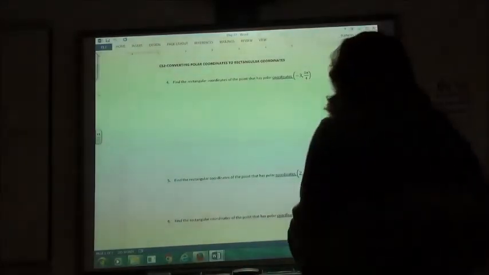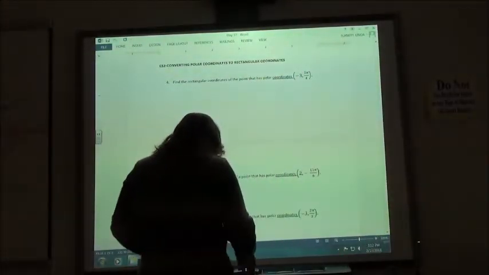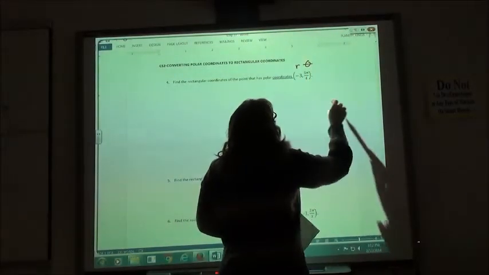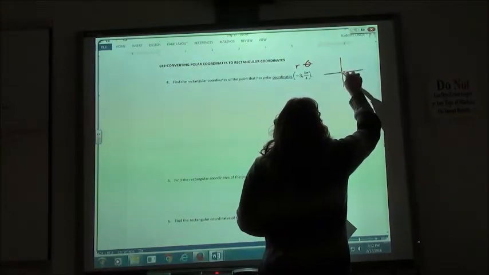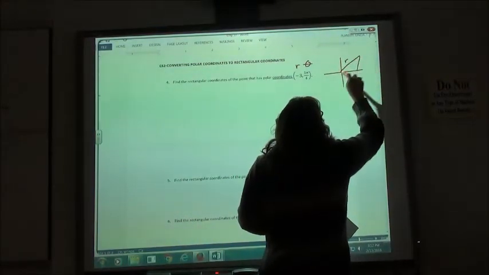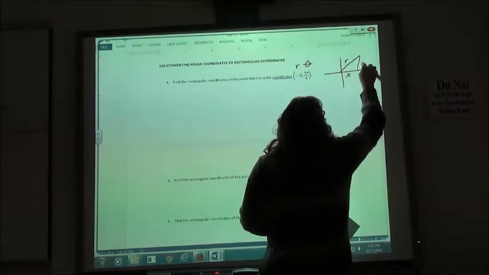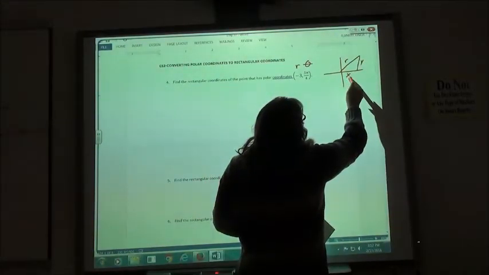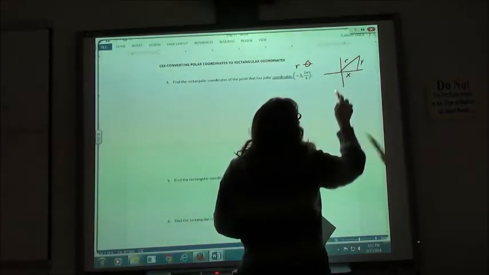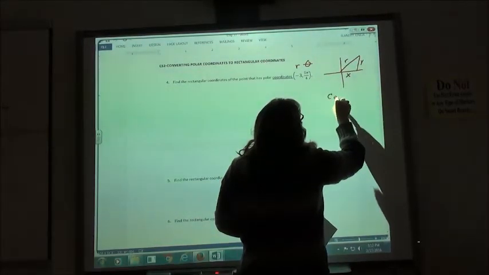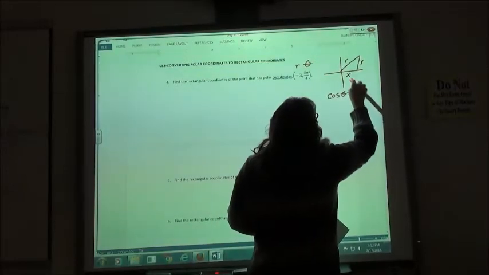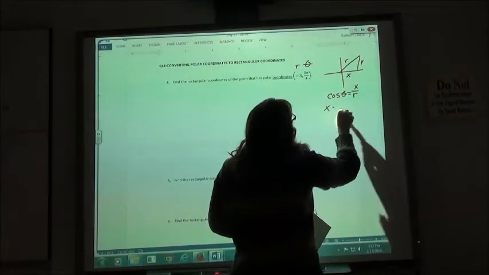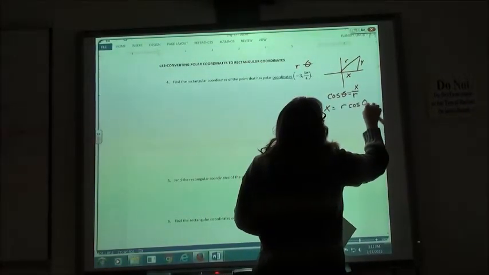Problems 4, 5, and 6 are converting from polar coordinates to rectangular coordinates. This is R, this is the measure of your angle. So if I'm thinking about this, this is R, this would be X and Y. If I'm looking for X, I would use the cosine because I have the adjacent and the hypotenuse. So the cosine of theta equals X over R. Solving that for X then, X equals R times the cosine of theta.